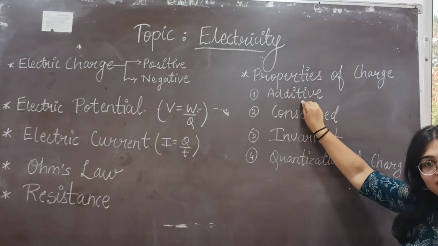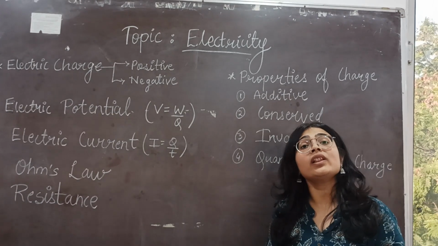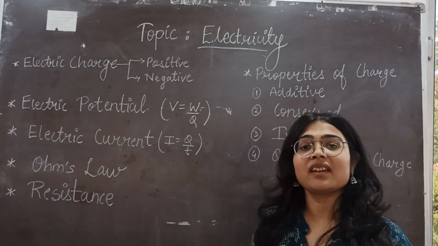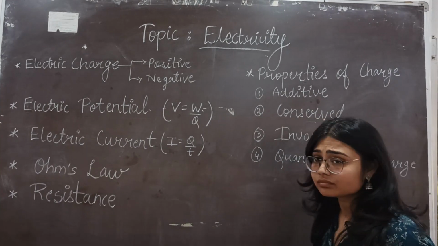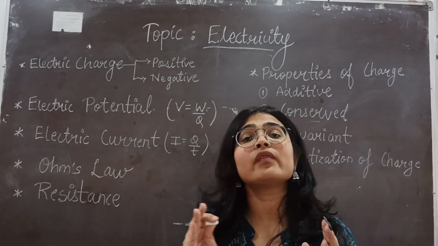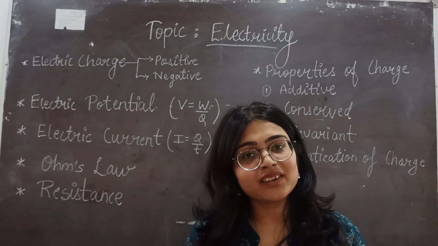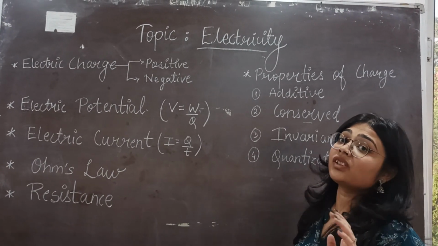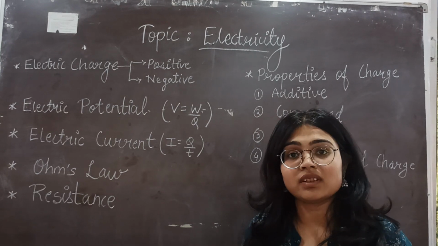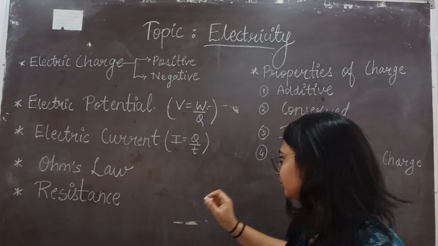First property is additive. When we sum up all the individual charges, they are additive. We can add. Second, conserved. Electric charges are always conserved, just like our energy. Third is invariant. They do not change. They are constant. They remain invariant.